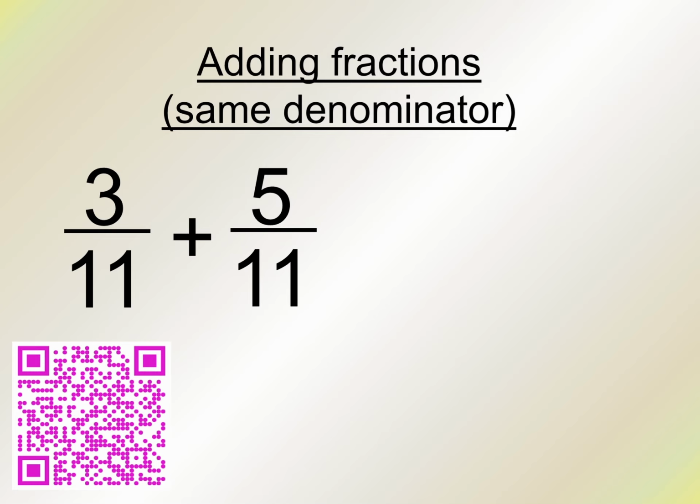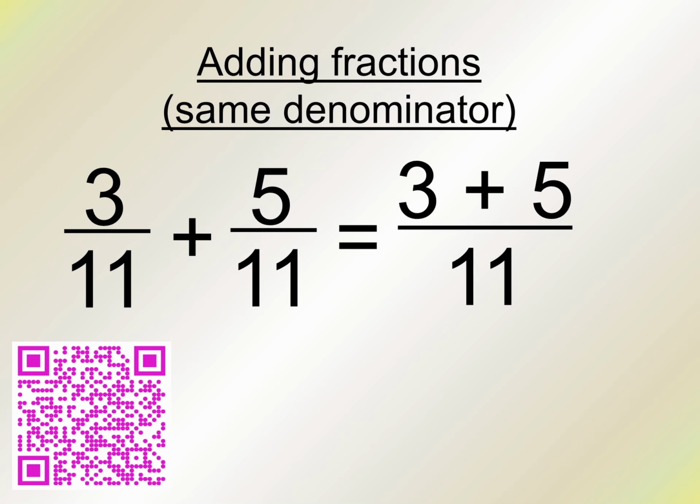Adding fractions. When the denominators are the same, we just simply add the numerators. So in this case, if you notice, both the fractions have a denominator of 11. So we can add the numerators, 3 add 5, which gives us 8. And 8 over 11 can't simplify, so it stays as 8 over 11.